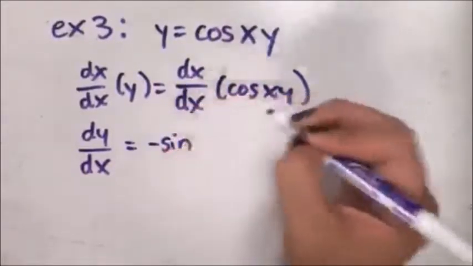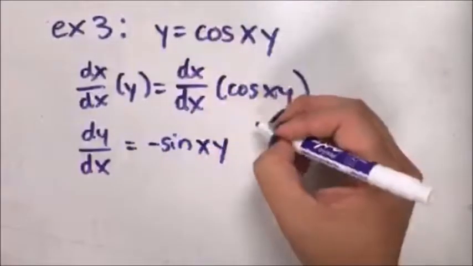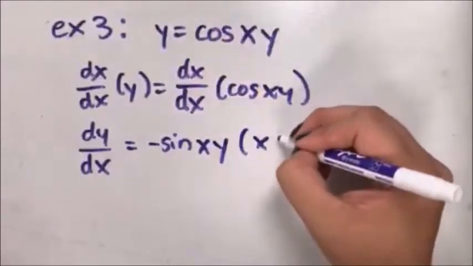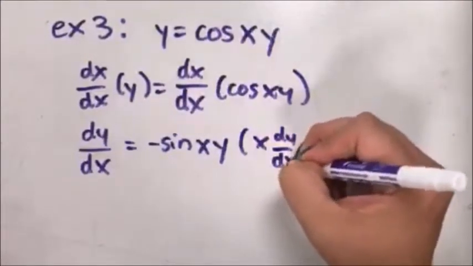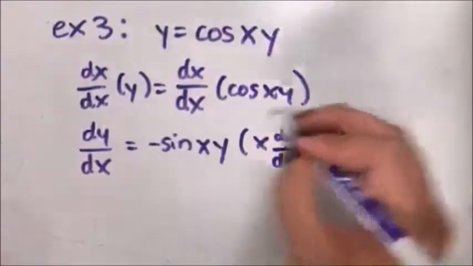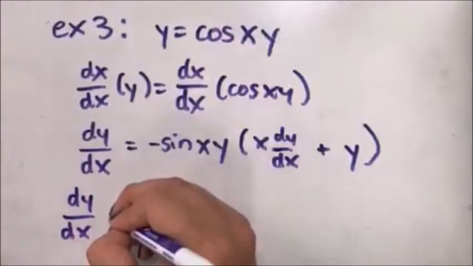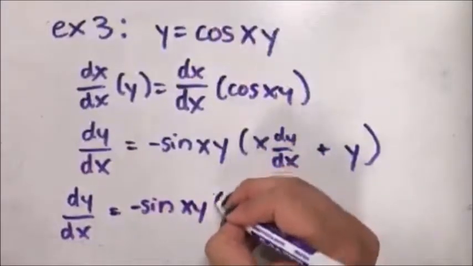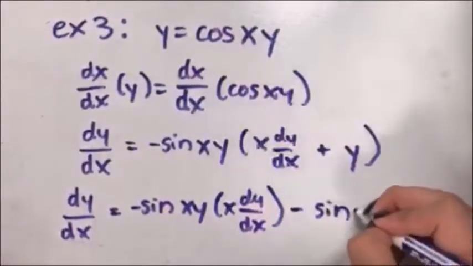So we know the derivative of cosine is negative sine of xy multiplied by the derivative of xy. And now for this, we have to use the product rule. So we have x times the derivative of y, which we know from before is dy/dx, plus y times the derivative of x, which is 1. Now you have to simplify. So you distribute negative sine xy, so that you have dy/dx equals negative sine xy times x dy/dx minus sine xy times y.